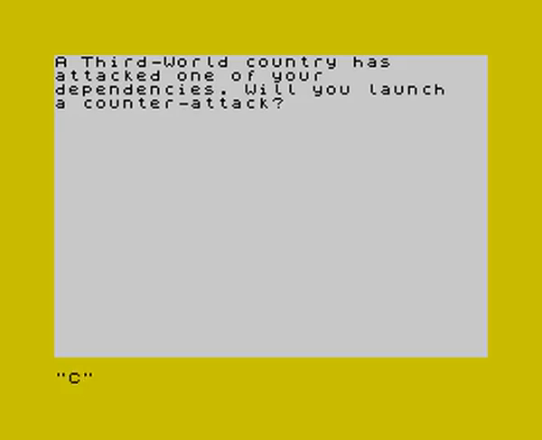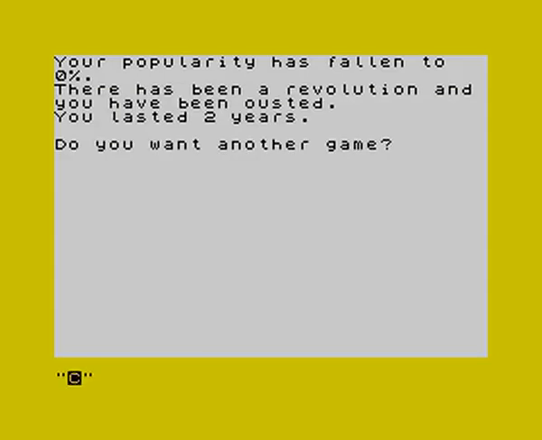A third world country has attacked one of your dependencies. Will you counterattack or not? I will not. We've cut back defence to the bone. So I think we need to decolonise, really. And again, we've been ousted.